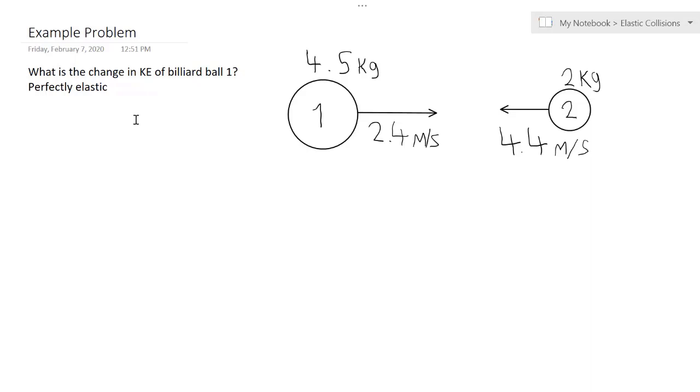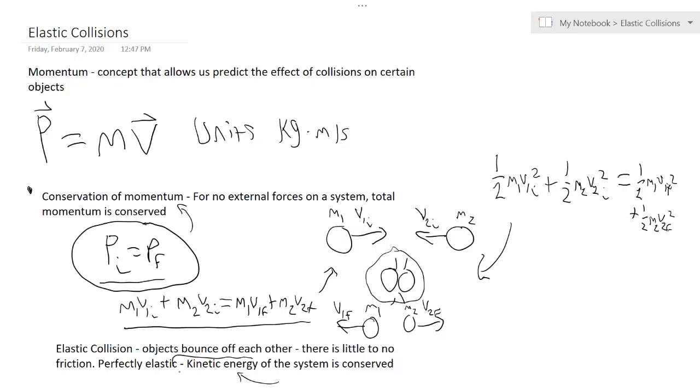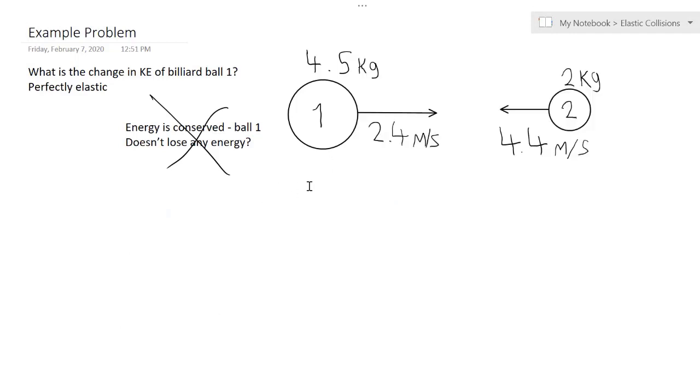You might be tempted to say that energy is conserved for perfectly elastic collisions, which means ball 1 doesn't lose any energy, right? Well, that's wrong. Remember from our previous example, kinetic energy of the system is conserved, not specific objects within the system. Billiard ball 1 and 2, their energy combined will stay the same. There might be some transfer of energy between the two billiard balls, so we can't say that. Because we know it's a perfectly elastic collision, we know there are two conserved quantities: momentum and kinetic energy.